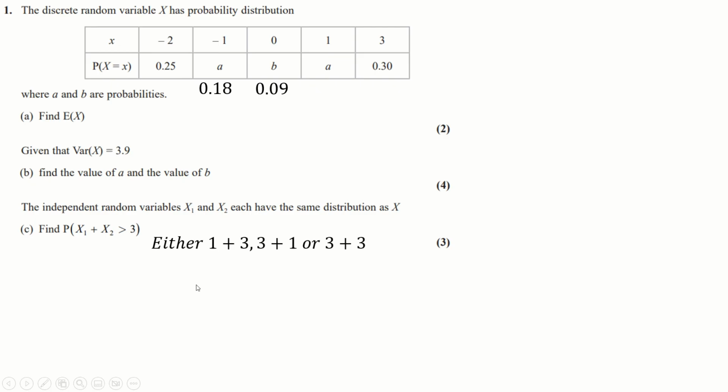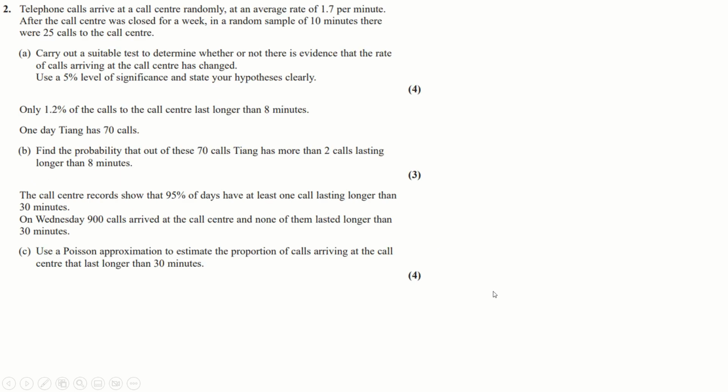So the probability of getting a 1 on the first is a, and a 3 on the second is 0.3, so that's going to be 0.3a. And then likewise, a 3 and a 1 is also just going to be 0.3a, and then getting 2 3s is just 0.3 times 0.3, because you just need it to happen twice. And at this point, I remember that a is equal to 0.18, so you put that in, and you get the answer of 0.198. And that's the first question done.